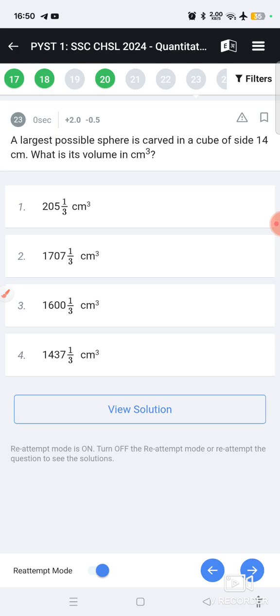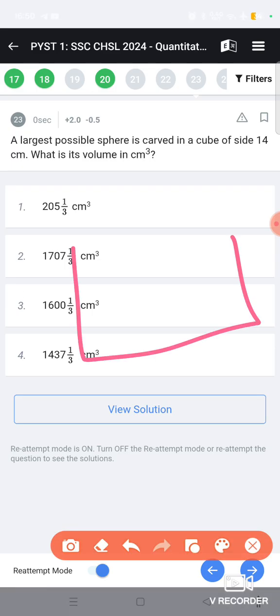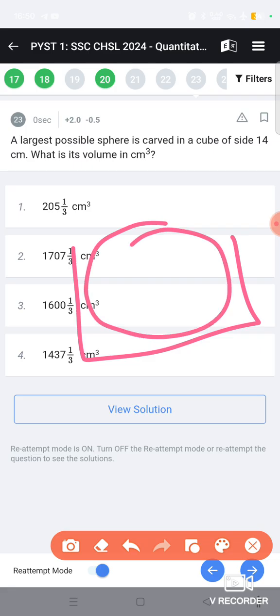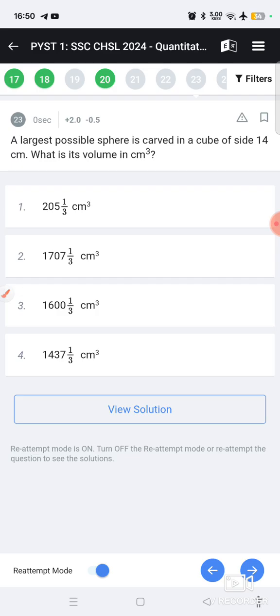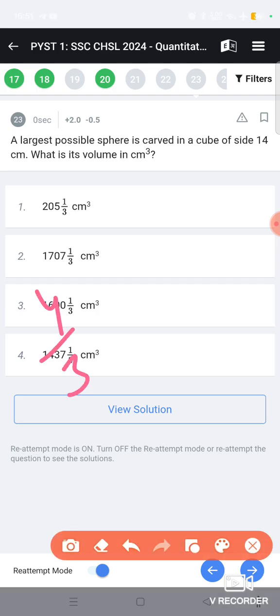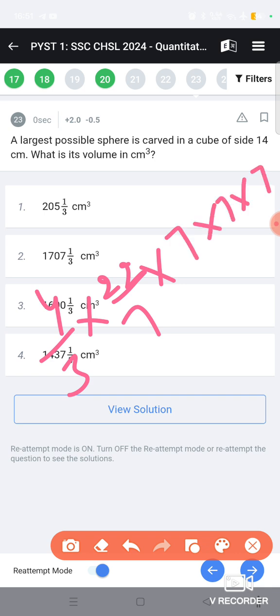And the largest possible sphere is carved in a cube of side 14. Okay, this is the cube and the largest sphere. What is the volume? Okay, then this is the side of the cube. It means 14. So radius is 7. If radius is 7, then volume of the sphere is 4 by 3 pi r cube. 4 by 3 into 22 by 7. 4 by 3 pi r cube. It means 7 into 7 into 7.